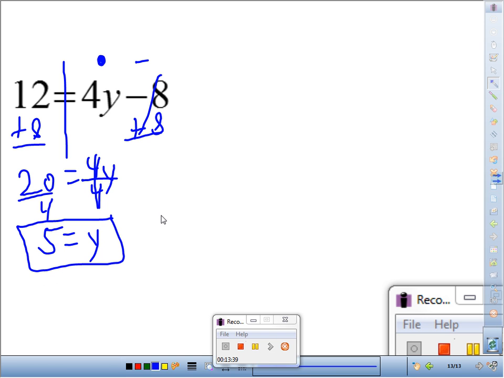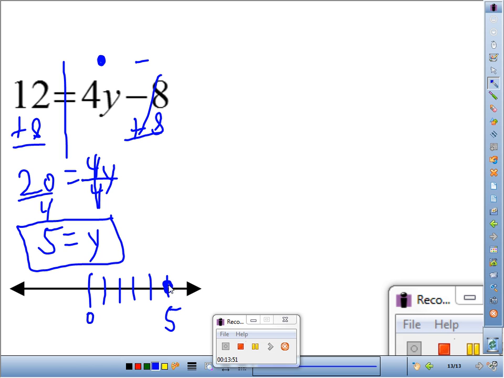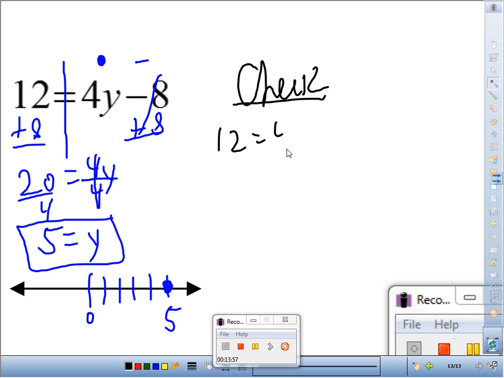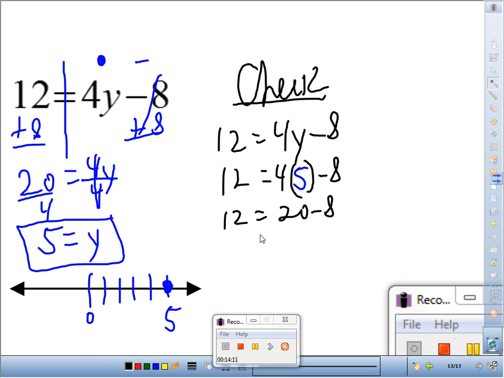Hands if you got that? That is correct. Draw your number line. Plot your point. 0, 1, 2, 3, 4, 5. There it is. And the check. 12 equals 4y minus 8. But instead of y, I'm going to substitute what? 5. So this becomes 12 equals 4 times 5 minus 8. 4 times 5 is 20 minus 8. What is 20 minus 8? 12. And that is correct. Hands if you got all those parts by yourself. Good. Okay, let's move on.